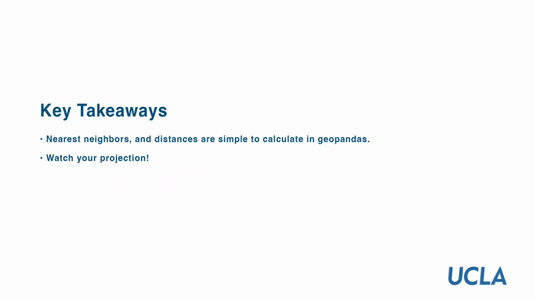So these nearest neighbors and distances are really simple to calculate in geopandas. The one gotcha is you always need to watch your projection. Are you using state plane or another locally appropriate projection that gives you accurate distances, areas, or whatever other quantity you're trying to measure?